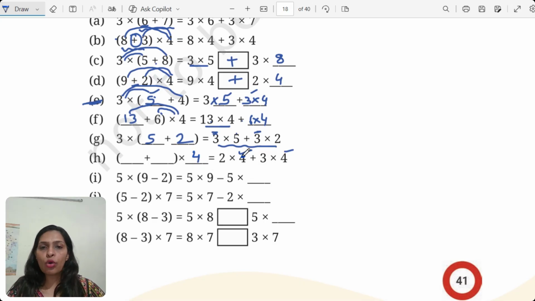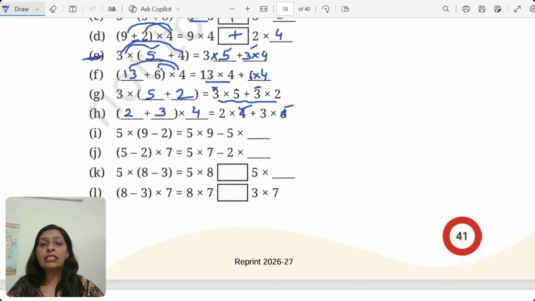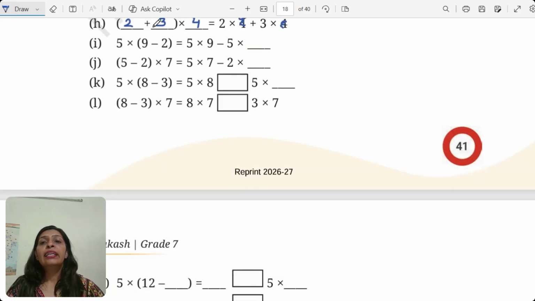And once 4 has gone, what is left? Here we are left with 2 and here 4 has gone. What are we left with? 3. So this is the way we have to do these kinds of questions, right? Next comes with a negative sign here. So again, the rule will remain the same. So 5 multiplied by 9 and minus sign, then 5 multiplied by 2. So this is going to be 2 here because 5 is already written for us.